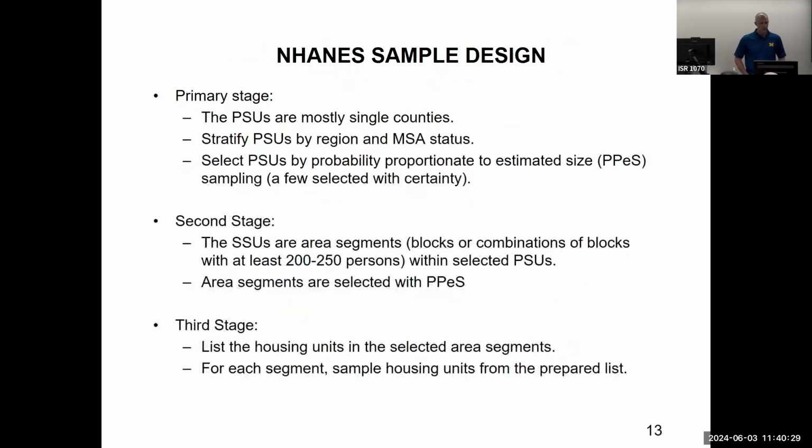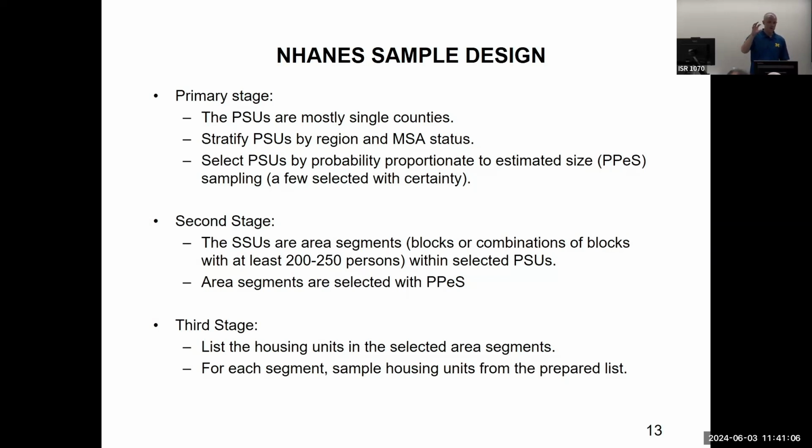Okay? So the multi-stage NHANES design matches pretty closely with that picture we saw. At the first stage, the primary sampling units are mostly single counties. Those counties are stratified. They're divided into different areas by region of the United States and also by what's called metropolitan statistical area status. So is that county a high density population area like Manhattan or Chicago or Los Angeles, where there's a lot of people, okay? They're stratified based on that criteria.